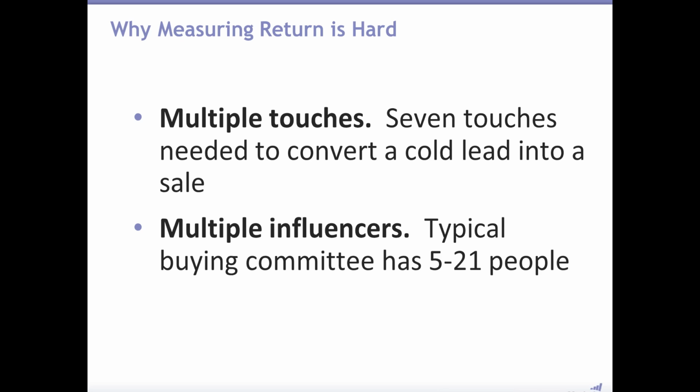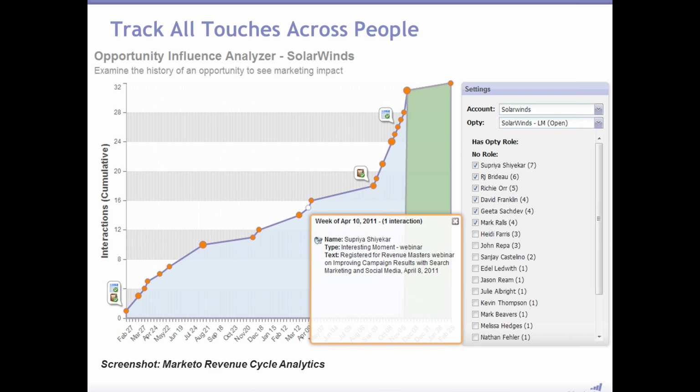Let me first talk about the return side of things. Turns out, not surprisingly, measuring return is hard. The reason it's hard is because nobody buys your product just because of the first campaign you did or the last campaign you did. On average, there are 7 touches needed to convert somebody into a sale. And especially in a B2B context, it's 7 touches times multiple people, because there's IT and there's business and there are executives and there are users and so on. Ultimately, your marketing is touching all those people, and you need to figure out what's really driving revenue for your company.